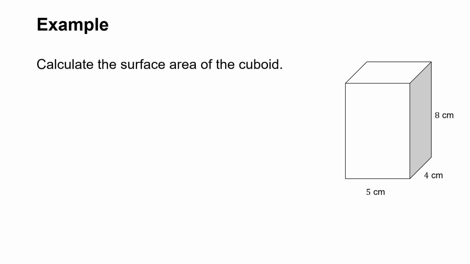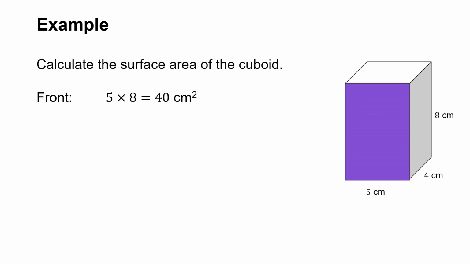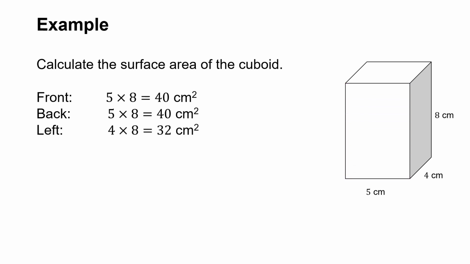Okay, so let's understand this. If I need to calculate the surface area of this cuboid, my front is 5 times 8, which will give me 40 centimeters squared. Then I have to do the same thing for my back also. Then I need to do the left side, which is again a rectangle, so it's length times width. So 4 times 8 is going to be 32 centimeters squared.